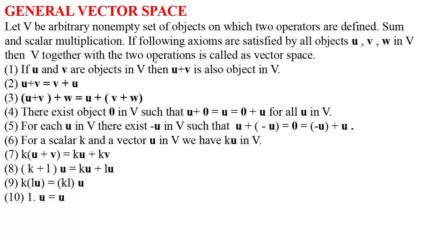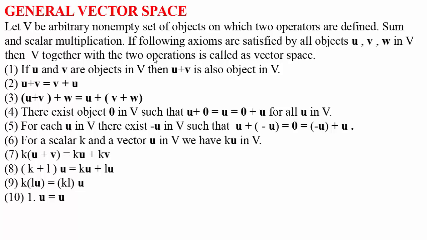And the tenth axiom is, there exists an object 1 in set V such that 1 times u equals u. That means in the set V there must exist some object such that if you multiply it with any object in the set V, the value of the object should not change. 1 times u equals u.